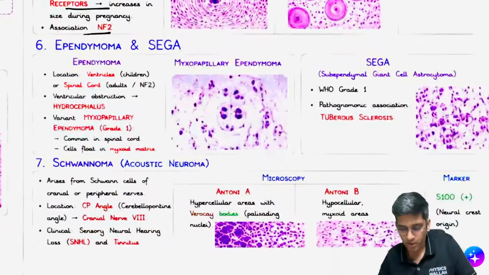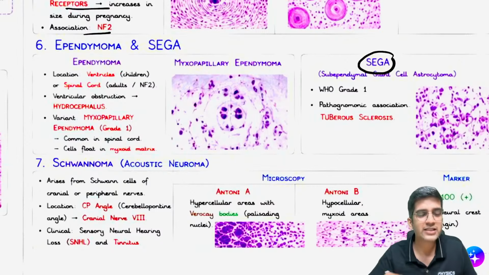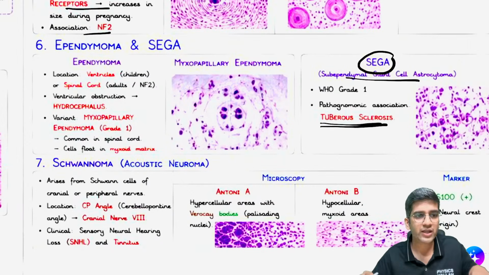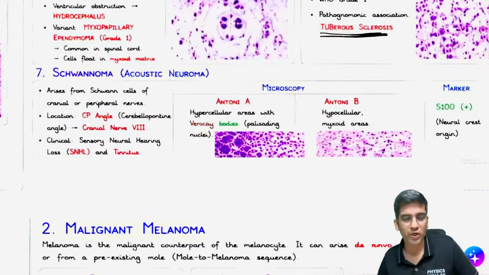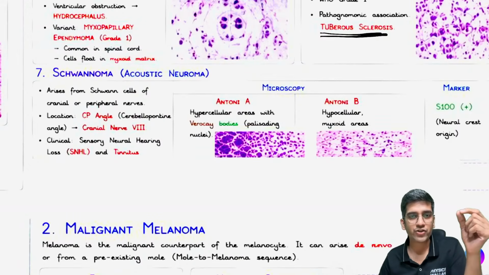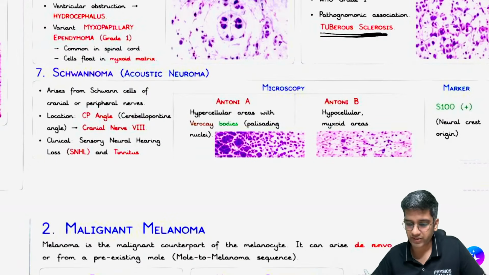Fine. Okay. One word about SEGA. SEGA, it's an astrocytoma, subependymal giant cell astrocytoma. The only thing I want you to remember is it is classically associated with tuberous sclerosis. Fine. Last but not least, schwannoma. Schwannoma: Antoni A, Antoni B pattern, Verocay bodies. These can come in one-liners.